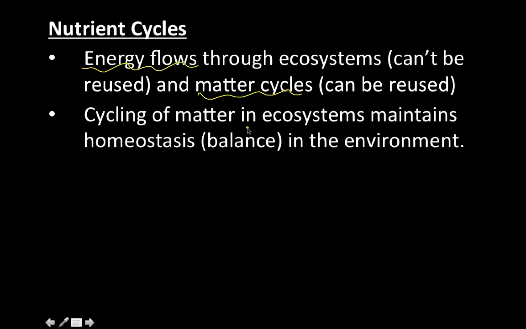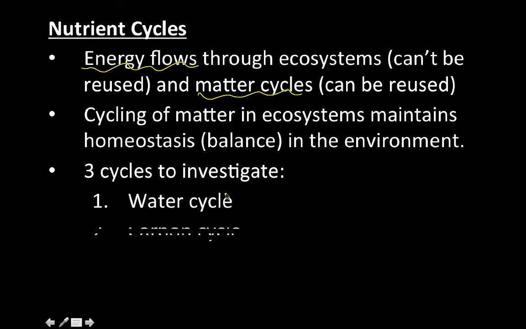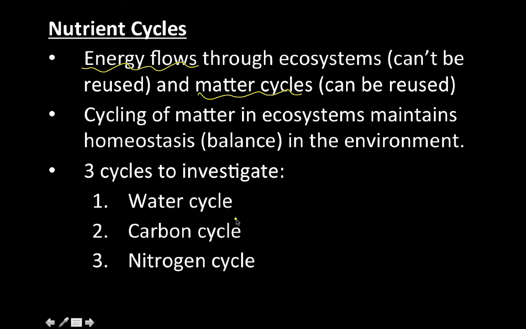So energy is going to move from start to finish, and matter is going to cycle around. Cycling of matter in ecosystems maintains the homeostasis. We talked about that with organisms. Now we're talking about living things, characteristics of life, and now we're talking about that in our environment, the overall ecosystem. There are 3 cycles that we're going to investigate. We have the water cycle, carbon cycle, and nitrogen cycle.